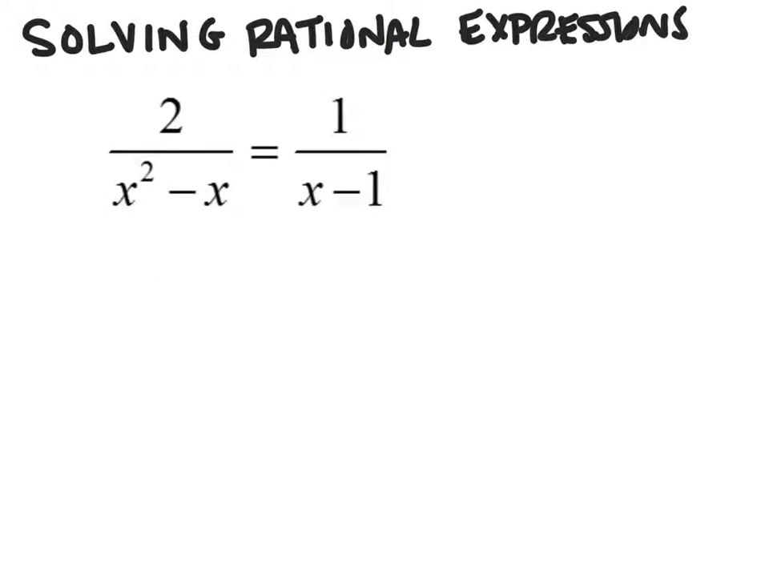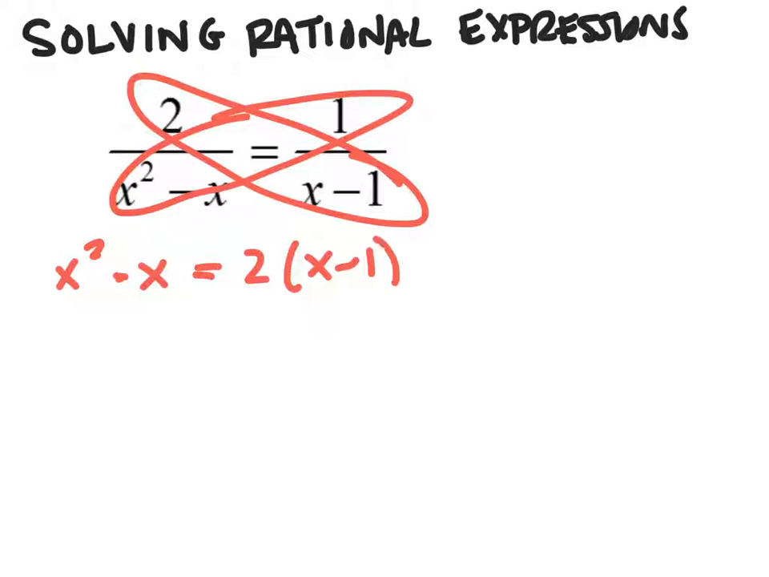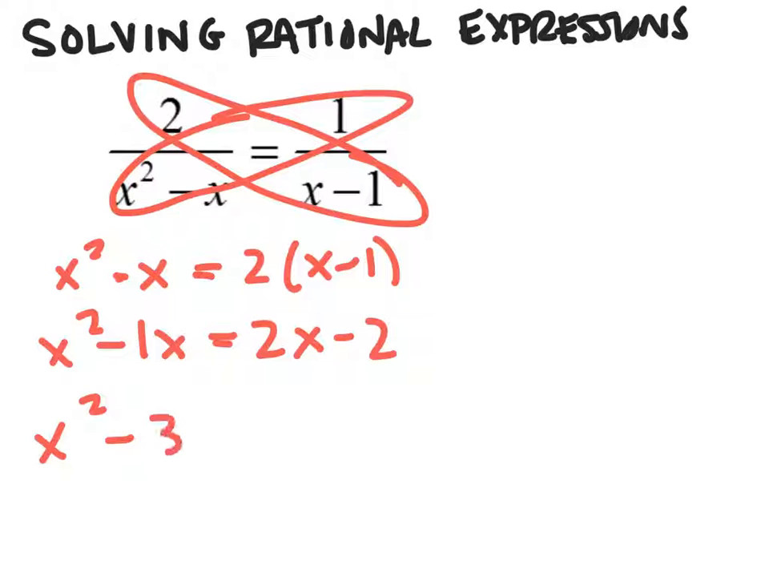This is probably the easiest of the examples. The key to this one is simply cross multiplication. Because this is just a proportion between two values, we're going to cross multiply. We would get x squared minus x. We would get 2 times x minus 1. That still gives us, as we distribute that out, and then again group all things on the same side.